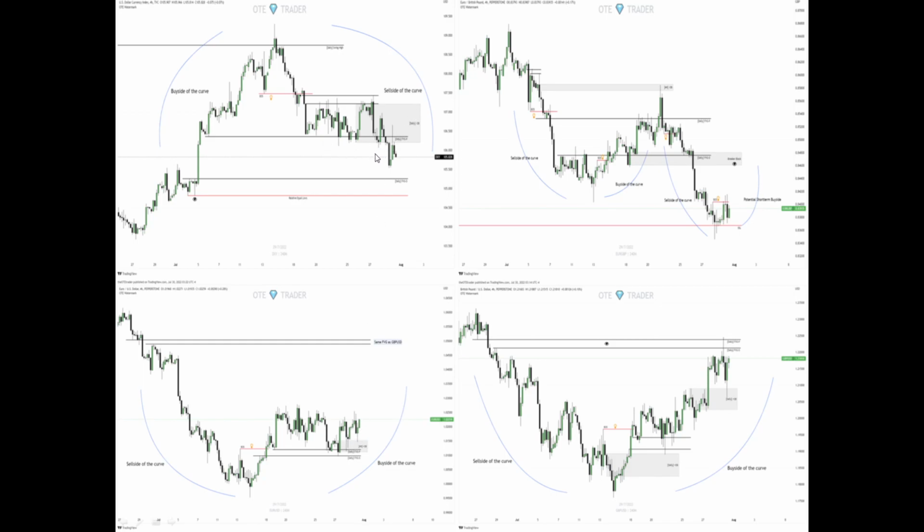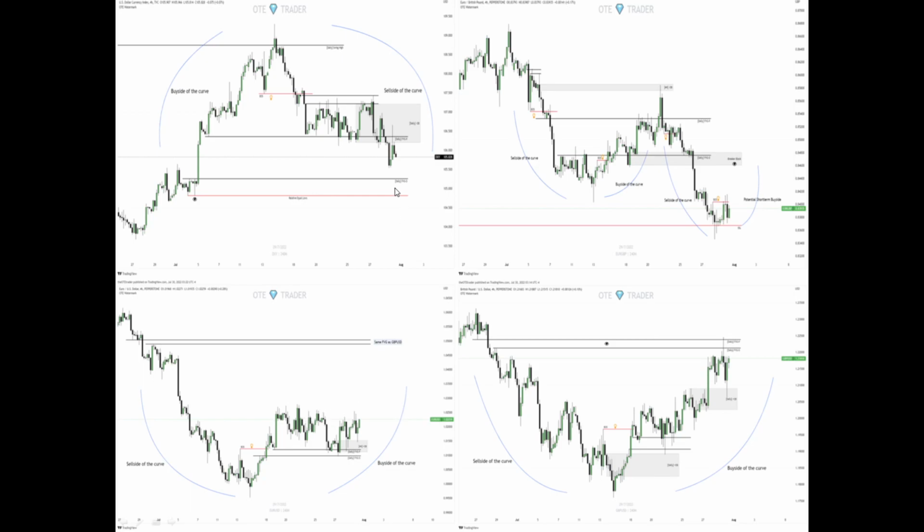Now look, we have this DXY breaking to the downside, right? The sell side liquidity has been grabbed. But what happens over here? It did not even go to the same highs as the lows on DXY, right? So we have some SMT going on right now, which I will cover in another video.